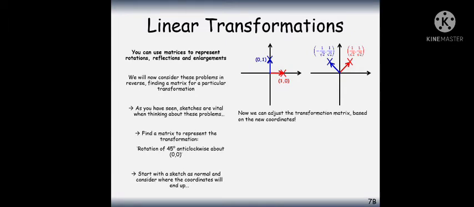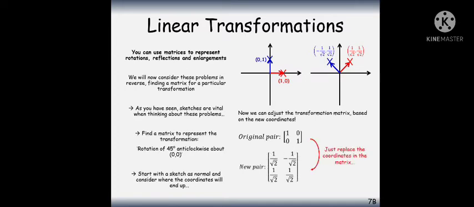Now we can adjust the transformation matrix based on the new coordinates. So the new one would be 1 over root 2, minus 1 over root 2, 1 over root 2, 1 over root 2. That's it. And that is the answer.